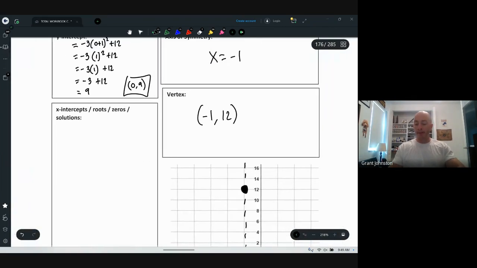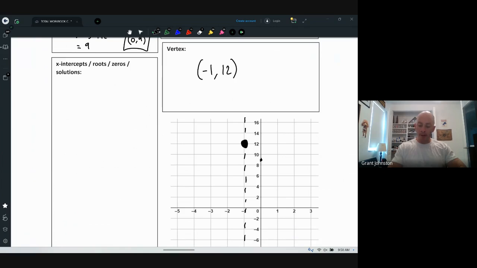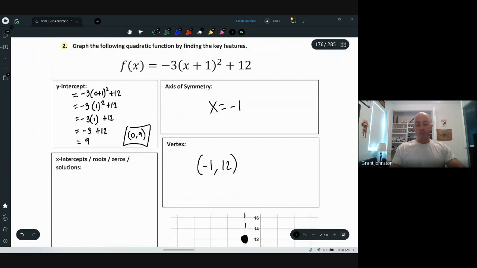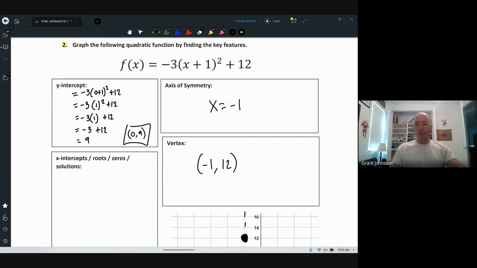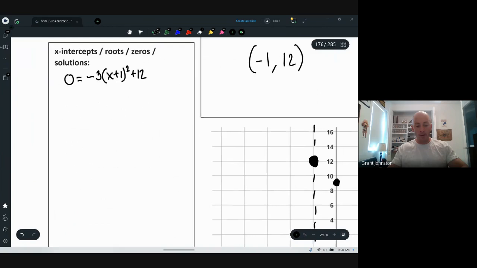So let me plot that. That would be about here. And that makes sense. It should be below the vertex because this is going to open down. Now let's get the x-intercepts, aka the roots or the zeros. So we plug in 0 for y, which is basically f of x in this situation. Okay, and then we do some solving steps. I'm going to zoom in here.